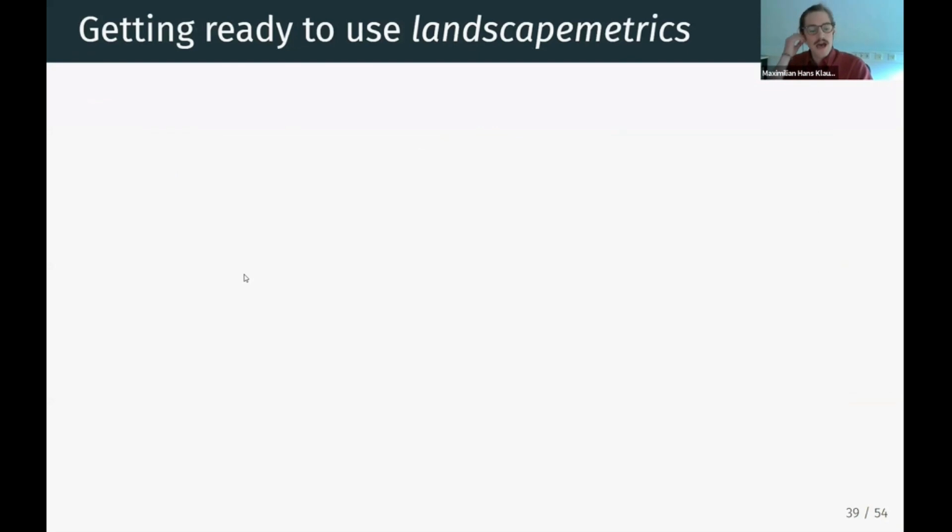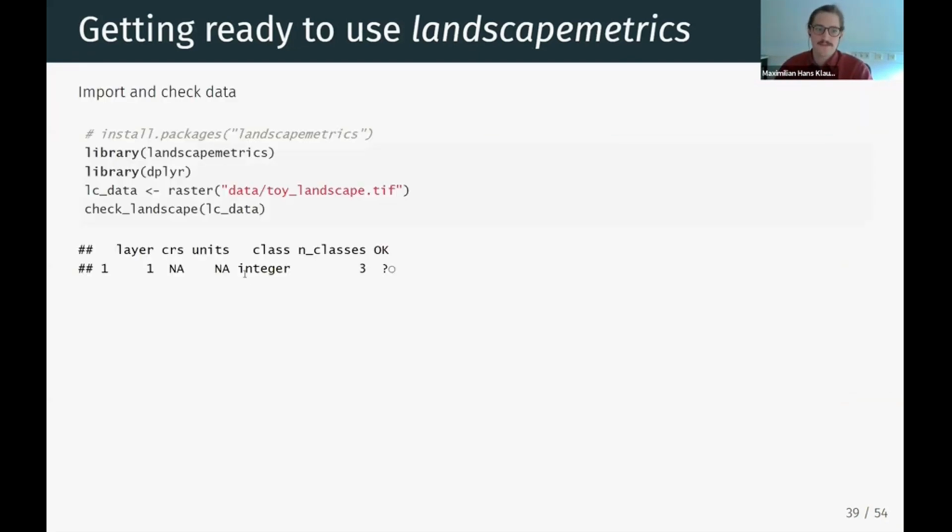Okay, so how can you do that with the landscapemetrics package? The first thing, as I said before, is that the package is based on the raster package. So the first thing you need to do is import the data as a raster. As Jakub just showed in the first part, this is quite easy, for example, just by using the raster function. Then you could import some example landscape.